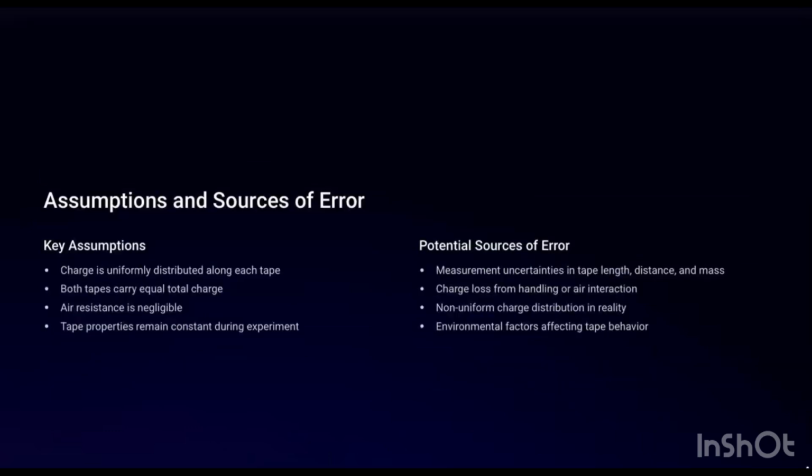Now, for the possible sources of error, some things that could have affected our result include the measurement of the tape's length. The distance or mass might not be perfectly exact. The tape could also lose some charge from handling or from the air. In our simulation, we also assume that the charge is uniform across the tape and that both tapes have the same total charge, which might not be exactly true in reality.